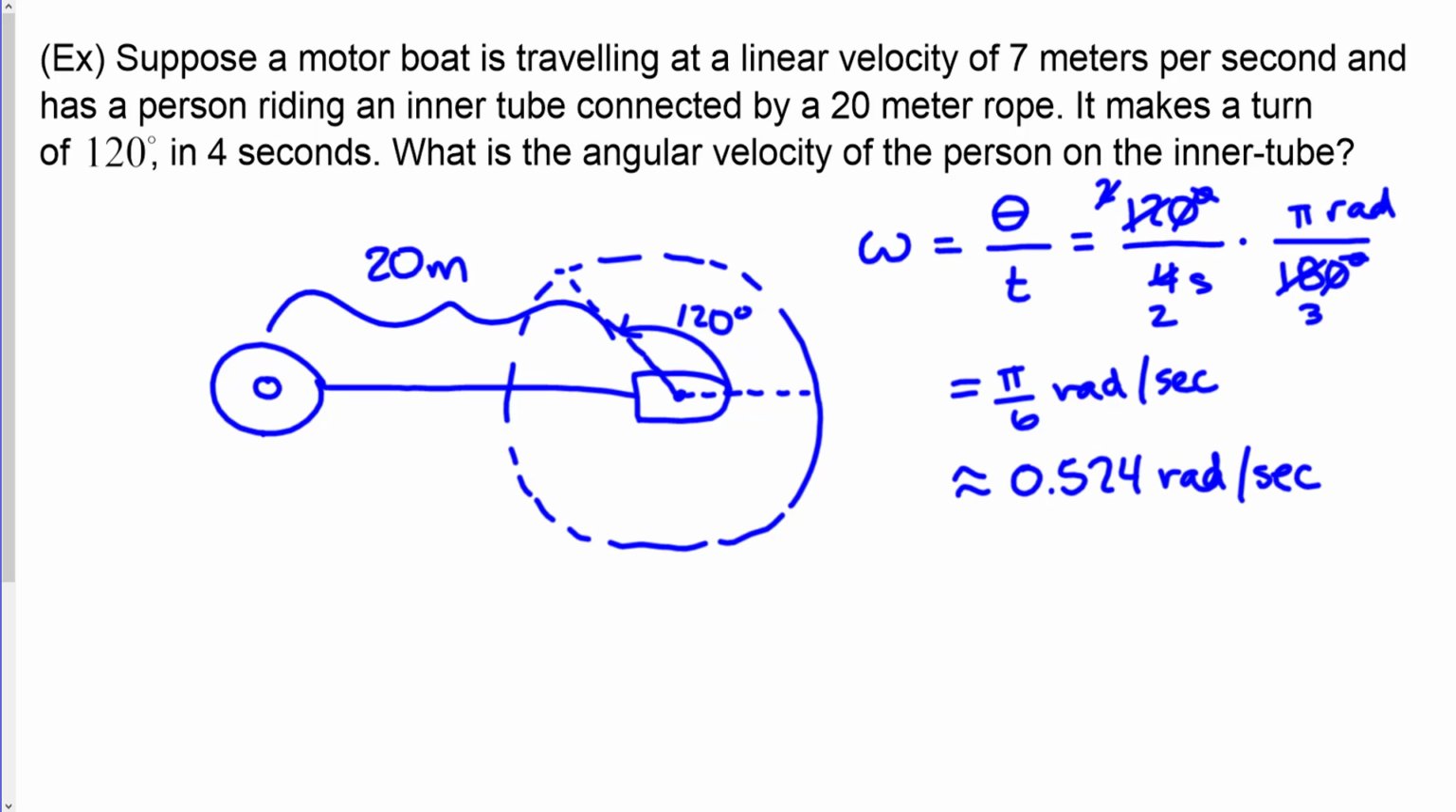Now, the linear velocity of the boat we're completely ignoring. We're just assuming that the boat is still. We're just going to ignore that it's moving 7 meters per second. We're going to look for the linear velocity of the inner tube based off of this angular velocity. So the linear velocity of the inner tube is going to be the radius, the distance away from the point of rotation, times the angular velocity. So 0.524.